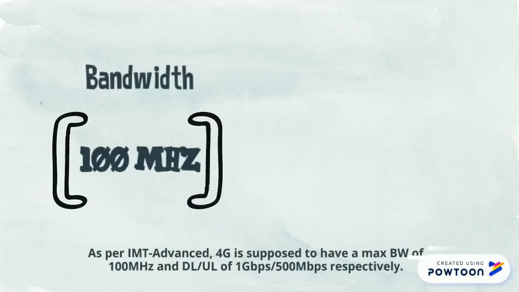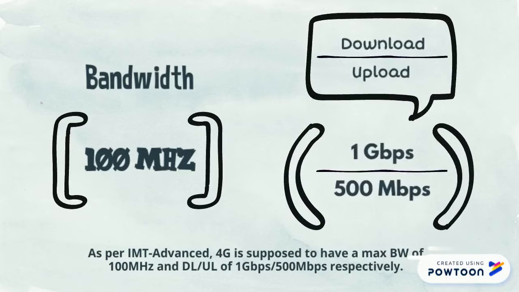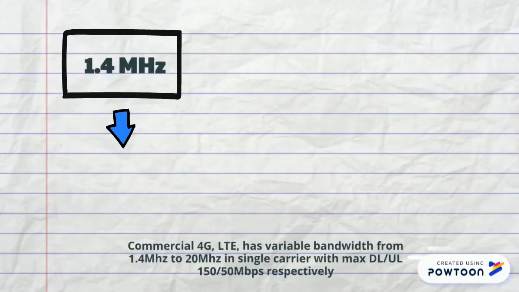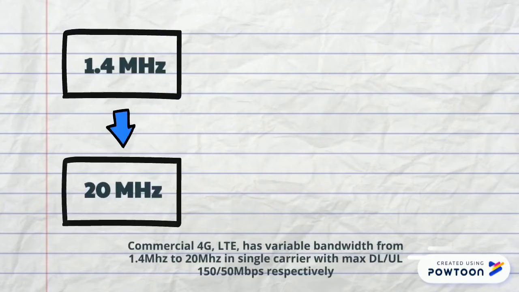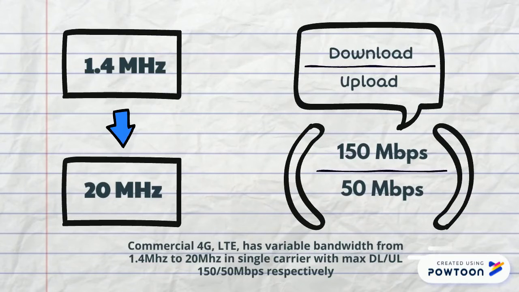As per IMT Advanced, 4G is supposed to have a maximum bandwidth of 100 MHz and download-upload ratio of 1 Gbps over 500 Mbps respectively. Commercial 4G LTE has variable bandwidth from 1.4 MHz to 20 MHz in single carrier with maximum download-upload ratio 150 over 50 Mbps respectively.